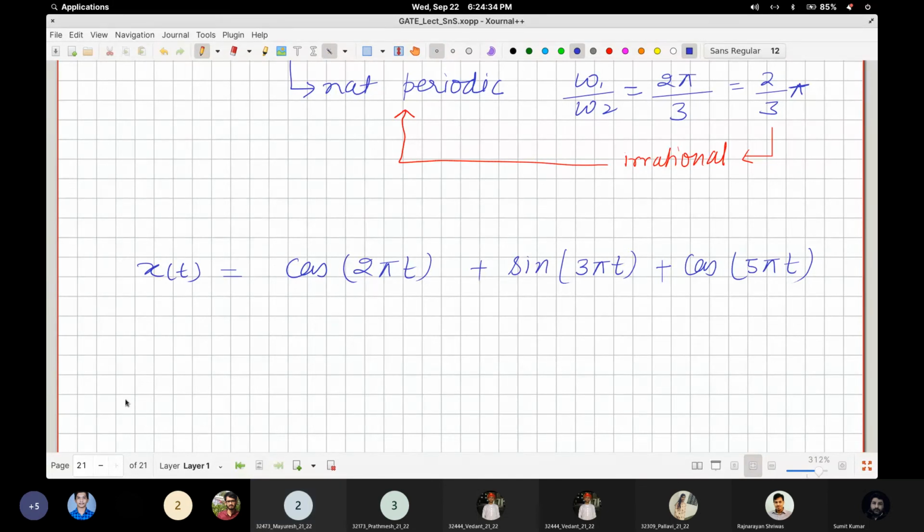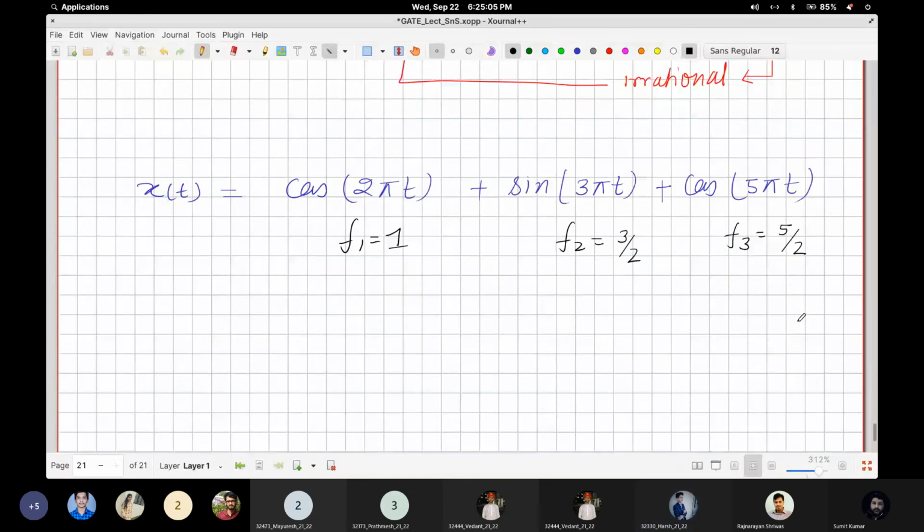What is your fundamental period? 7.5. Okay, let's check that. So F1 turns out to be equal to 1 here, right? What is F2 going to be here? Can somebody tell me? 1.5, that is 3 by 2, isn't it? How much is F3 going to be here? 5 by 2. Okay, very good.